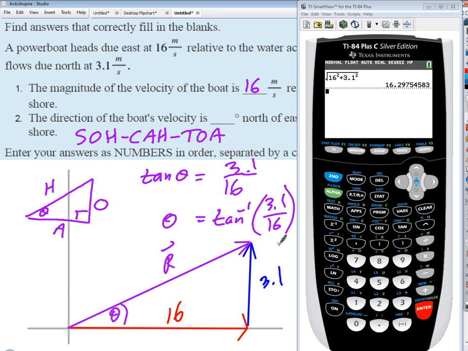Okay, and that's a calculator question. So we go, make sure we're in degrees. We go second tangent of 3.1 divided by 16. And so what's our angle? 11 degrees, to 2 significant figures, right?